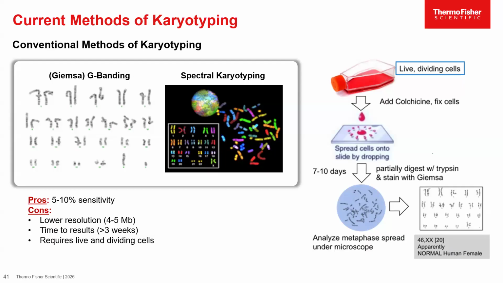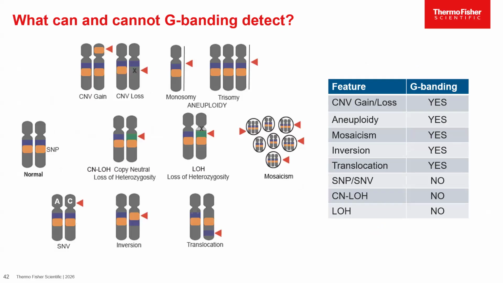So if you don't have access to a sample, your samples are too precious, you may not be able to do this for a while, up until you do have the sample cells. Now, with that mentioned, one other thing that I will call out here is one thing that G banding or traditional karyotyping does very well is the detection of inversions and translocations.